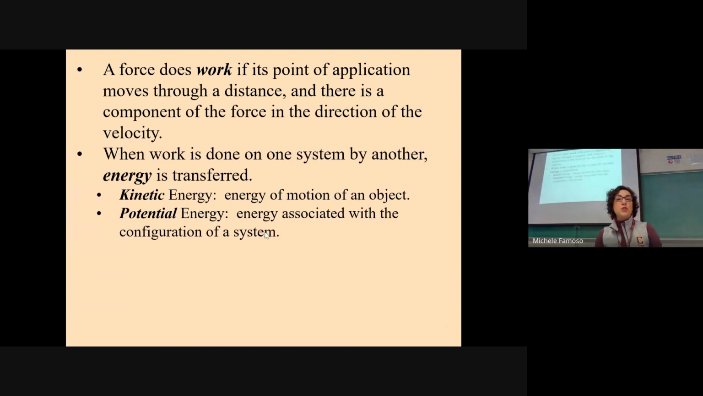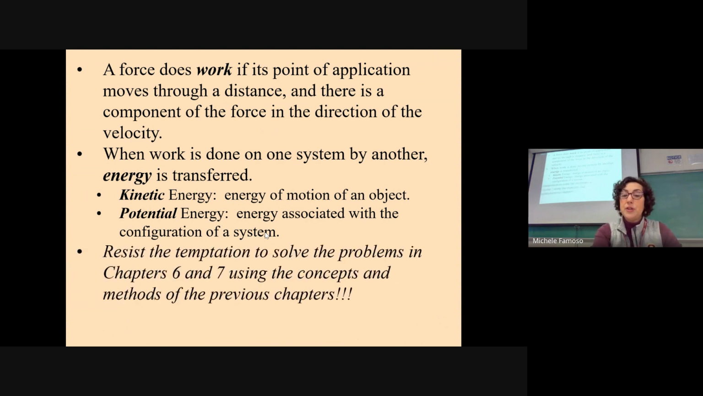Anyway, so when you do work on a system, when work is done, then energy moves between things. And remember, there's pretty much two types of energy we're going to be discussing in this course. They are kinetic energy and potential energy, where kinetic energy is associated with motion and potential energy is associated with some type of position or configuration of the system.